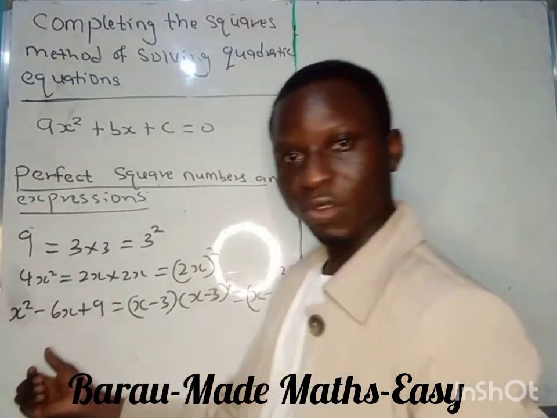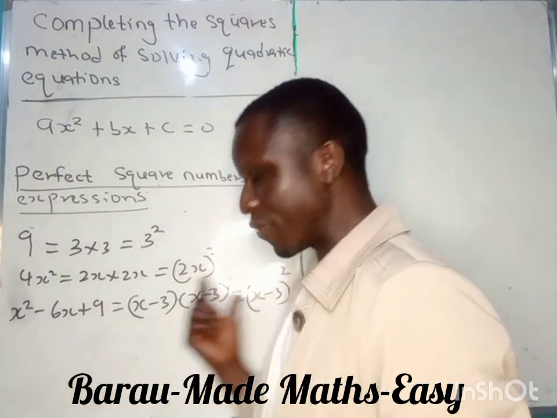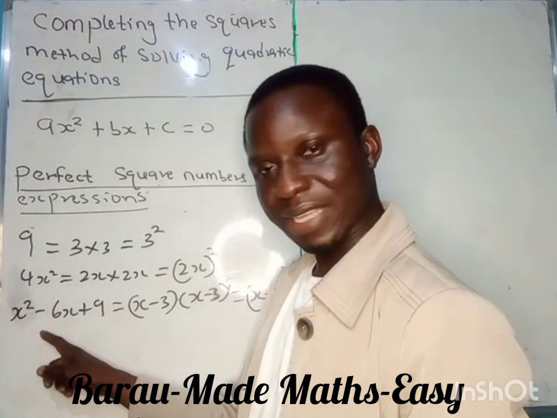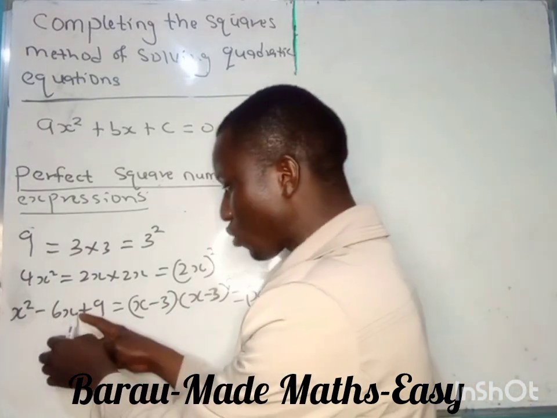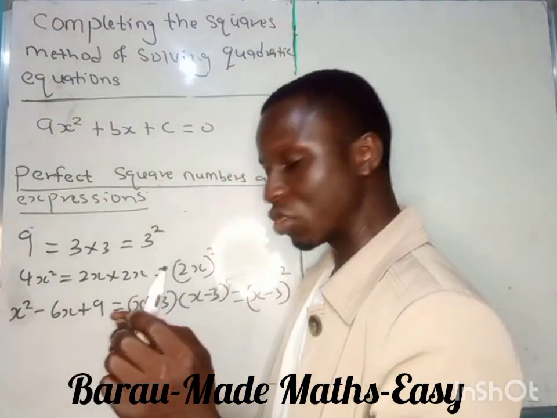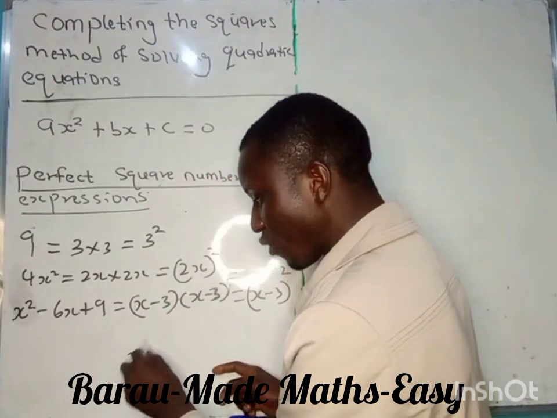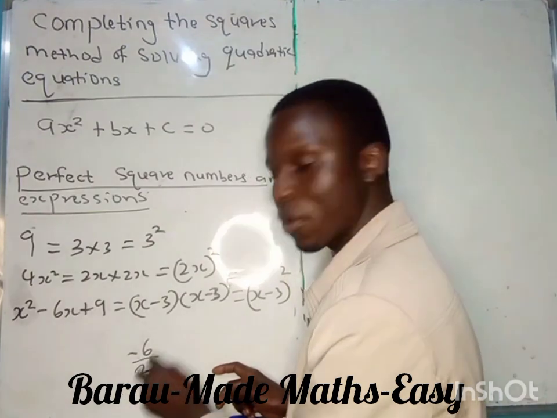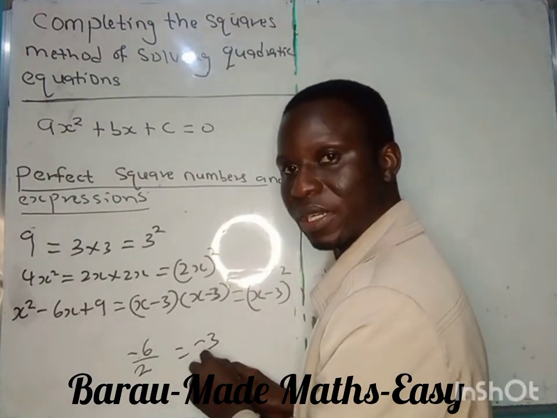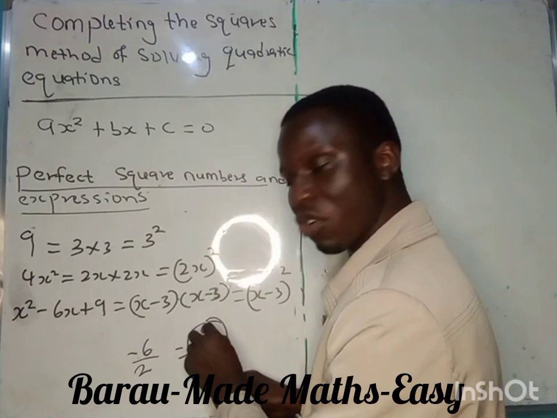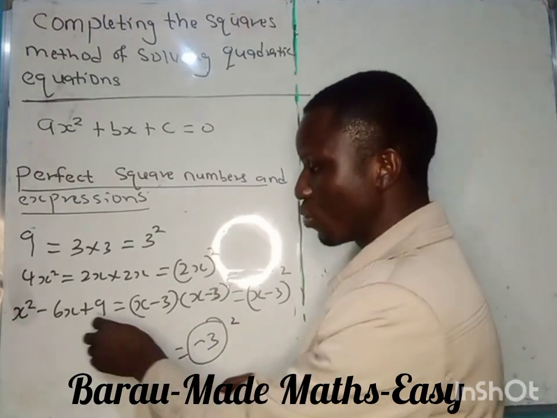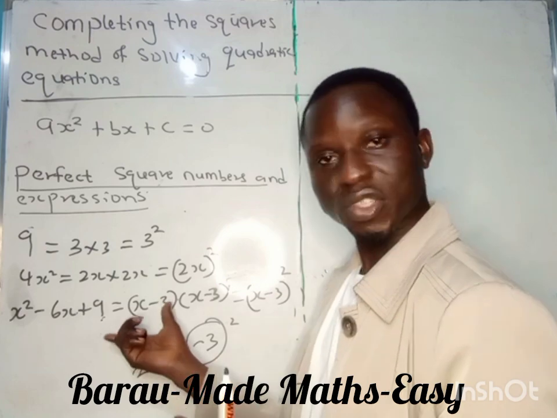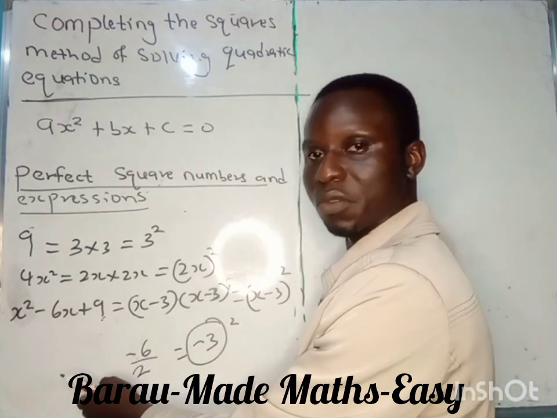You can observe that when a quadratic expression is a perfect square, there's a relationship that exists between the coefficient of x and the constant. That is the number close to x and the constant. What is the relationship? If you take half of the number close to x, half meaning the number divided by 2, you will have negative 3. And by the time you square this number, negative 3, it will give you the constant that is added here. So for a quadratic expression to be a perfect square, it must satisfy this condition.